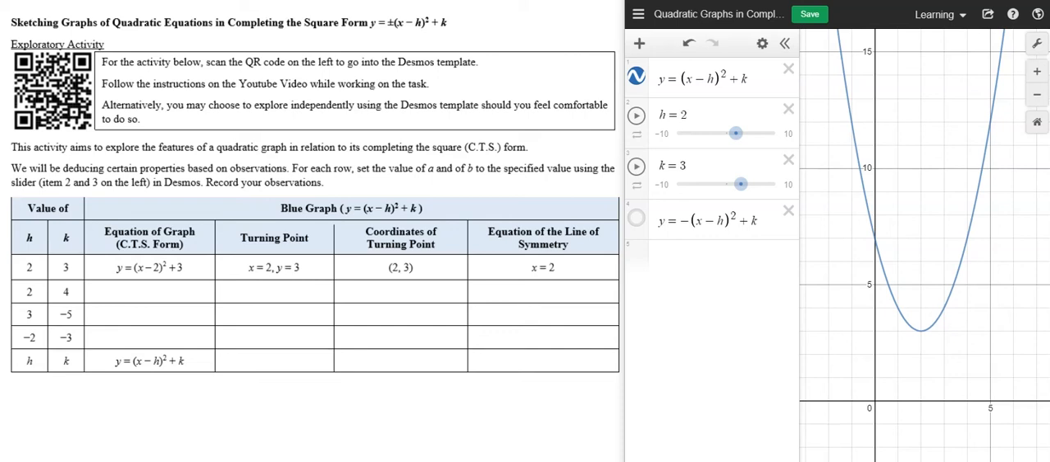Today we'll be sketching graphs of quadratic equations in completing the square form. It should be unfamiliar to you if you are attempting this activity. So completing the square form involves equations with a perfect square in it. So you have this x minus h square and a constant outside of it. So it can be a positive or negative x square situation.